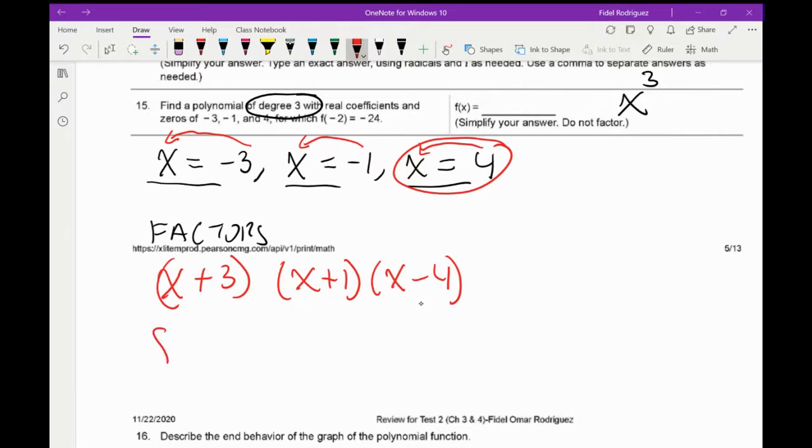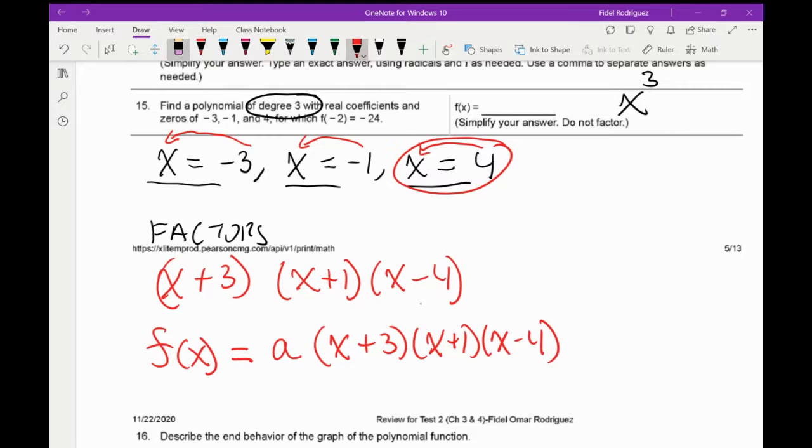So the next thing I'm going to do is start writing out my polynomial. My polynomial, guys, is always going to have some kind of a coefficient, kind of like the a in the problem that we did before. So it's going to look like this: a, and then x plus 3, x plus 1, and x minus 4. Okay. Now there was another piece of information that they gave us, which was that f of -2 was equal to -24.